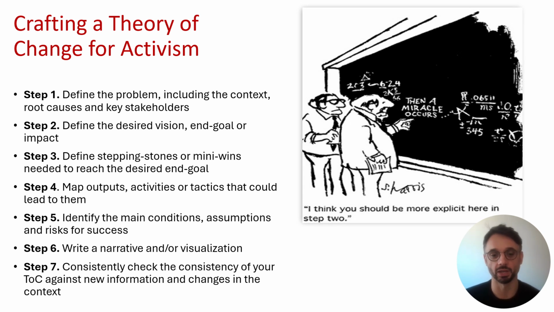Step 4 is to think about those outputs, which for our activists are the activities and tactics that they'll engage in order to create that change. Here you can also think about your inputs in terms of the relationships, resources, knowledge that you're going to bring to bear.